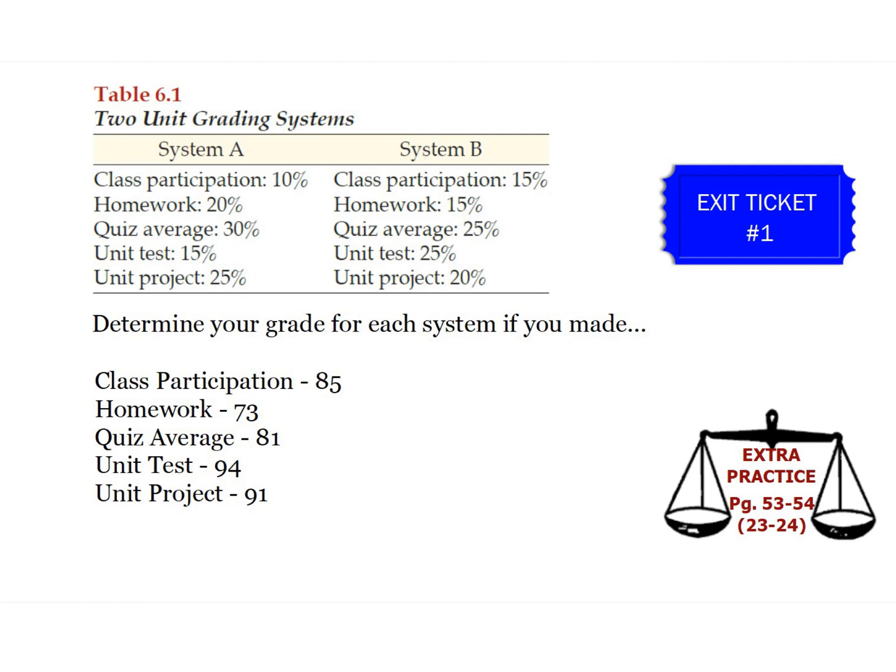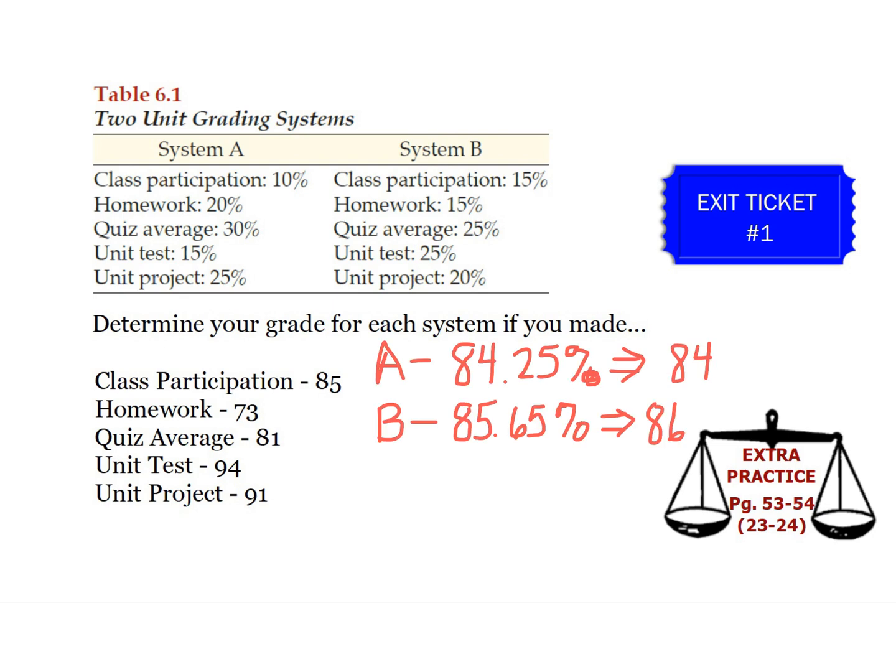All right, so here's a problem for you to work on your own just for some extra practice. We have system A and we have system B, and you're going to determine your grade for each system if you made class participation of an 85, homework 73, quiz average 81, unit test 94, and unit project 91. So go ahead and do that on your own, see what you get, and when you're ready to check your answer, go ahead and press play.